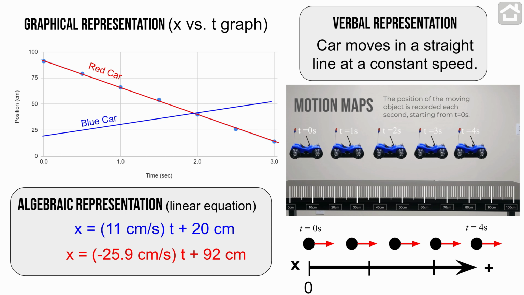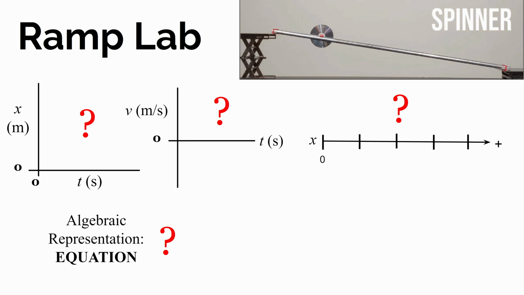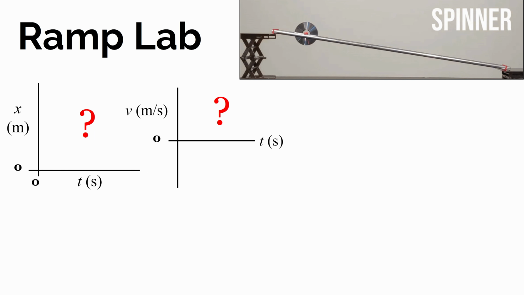straight line. For our ramp lab, we're going to look closely at the motion of the spinner going down the rails as it's changing its speed and find out, well, how does its position change as a function of time? How does its velocity specifically change as a function of time? What would a motion map look like for the spinner? And how might we represent either how the position changes with time or velocity changes with time using some kind of an equation or algebraic representation? We're going to start by looking at graphically how position changes and velocity changes over time.